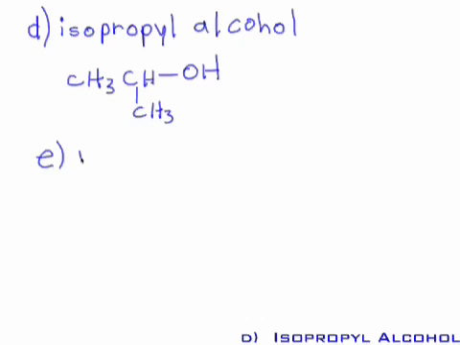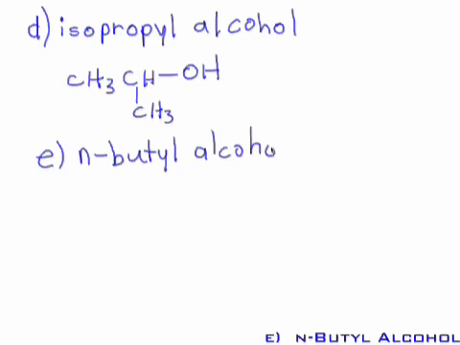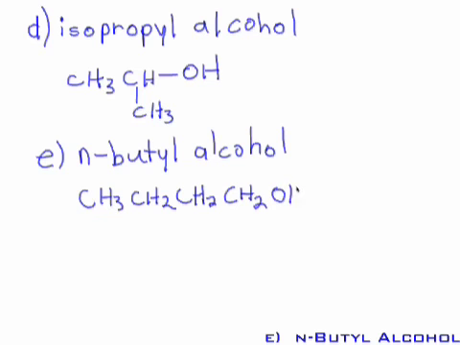E, n-Butyl alcohol is a common name, where the N on the butyl stands for normal, which means a straight carbon chain. And so n-Butyl alcohol is like a straight butane group with an OH, so I get a CH3, CH2, CH2, CH2, and an OH, n-Butyl alcohol.